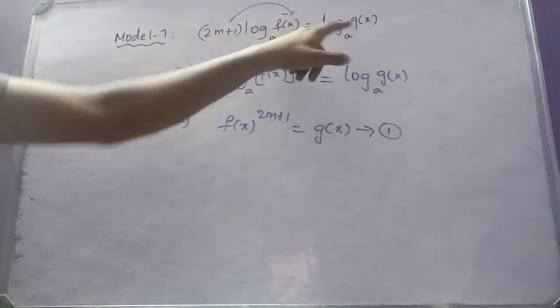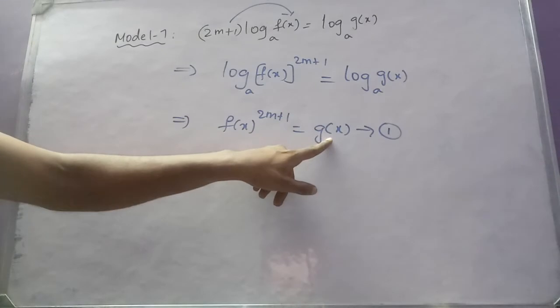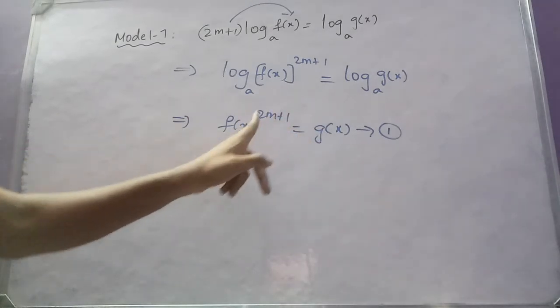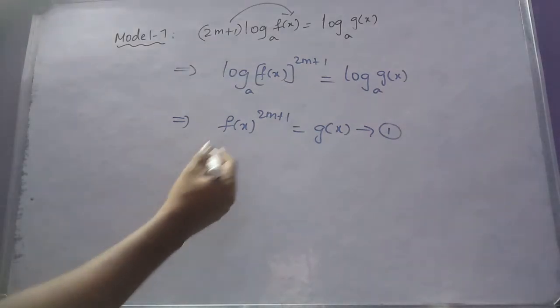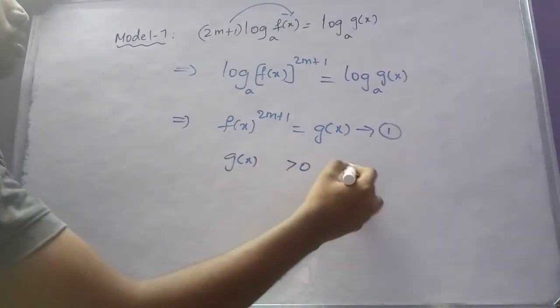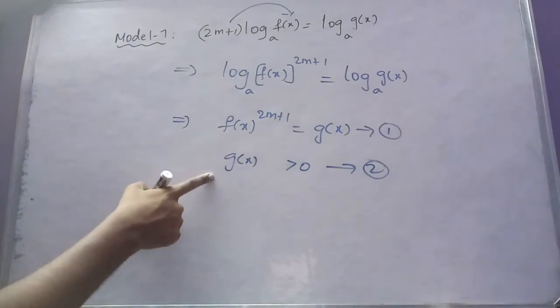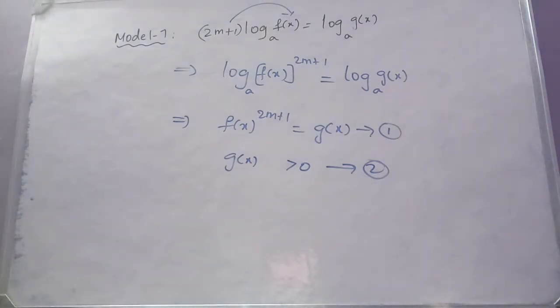Among f of x and g of x, if you take one as positive, it is enough. Which one is that this time? This time if you make sure that g of x is positive, then automatically f of x is also positive. If you want, you can take f of x also as positive. So anyhow, I will make sure that the second condition is that g of x is greater than 0. So solve this equation and solve this inequation, you will get your required solutions. So let us take an example here.